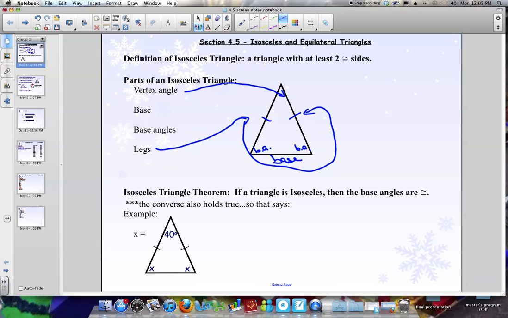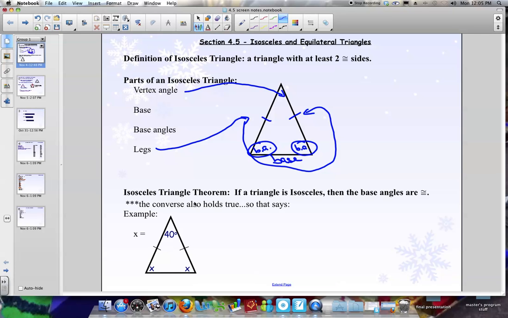We have what's called the isosceles triangle theorem, and it states that if a triangle is isosceles, then the base angles are congruent. So by definition, we know the legs are congruent, and then using the theorem, we say that the base angles are congruent. Those are the two most important parts of an isosceles triangle.